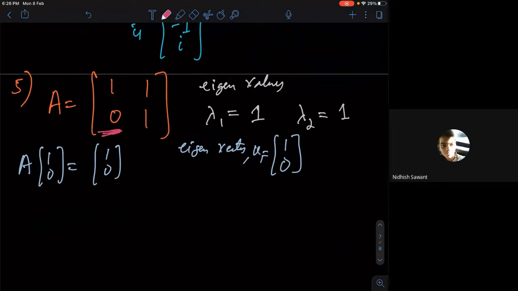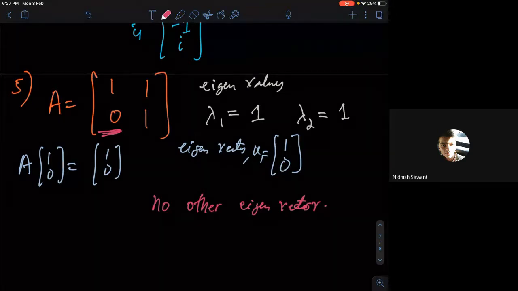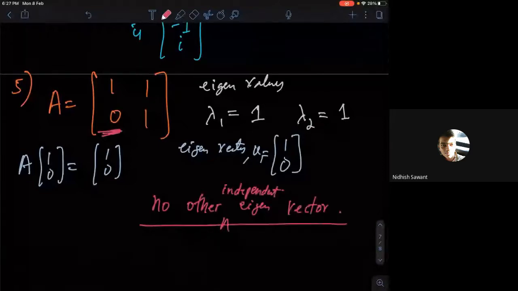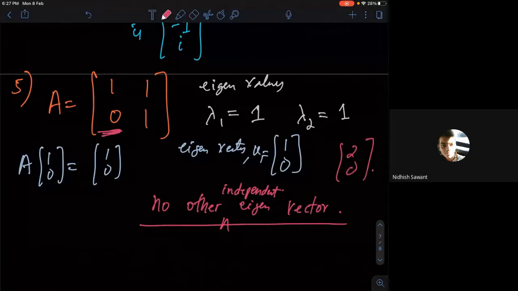There is no other eigenvector. That's the main point for this matrix. What do I mean by no other eigenvector? No other independent eigenvector. This is the main point. Obviously there are other eigenvectors, because 1 0 is there, and 2 0 is also an eigenvector. But there is no independent eigenvector.